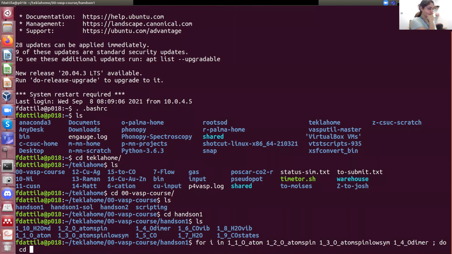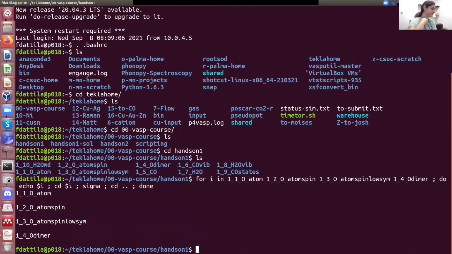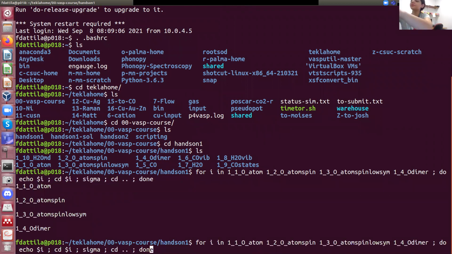And then you enter the folder and you print the last energy. I have a command to do that that I call sigma, but that is like grep energy W outcard. If you do that and you also add in front of the cd, you are also printing the name. Okay, I don't get anything.